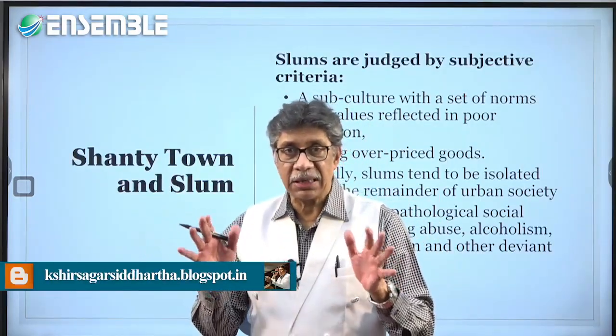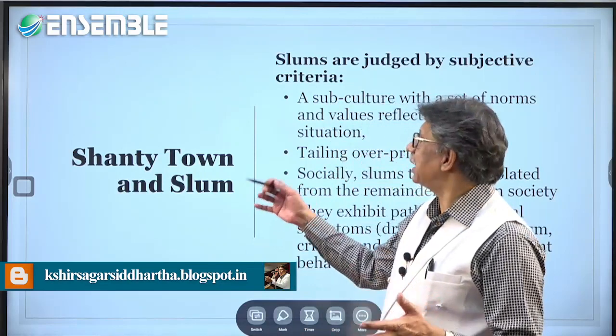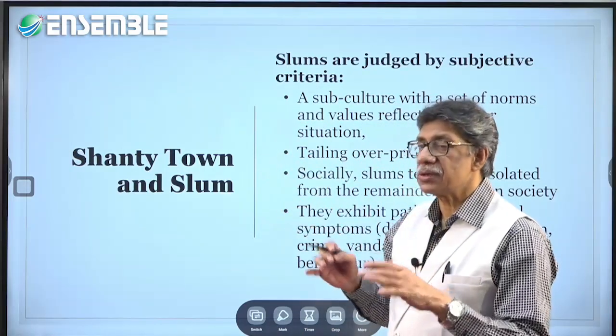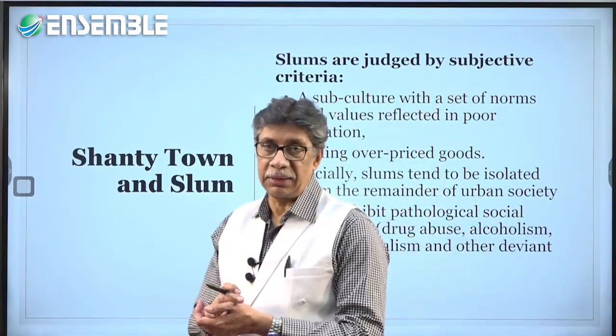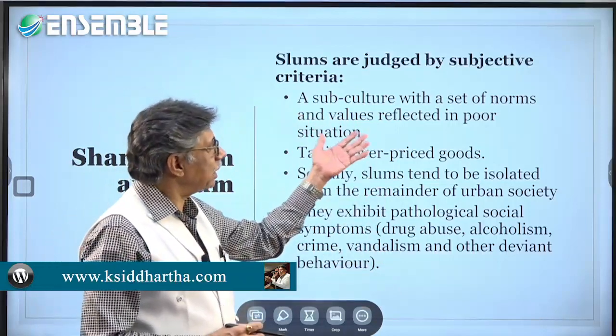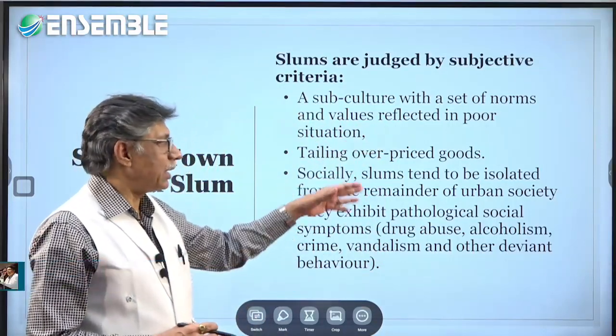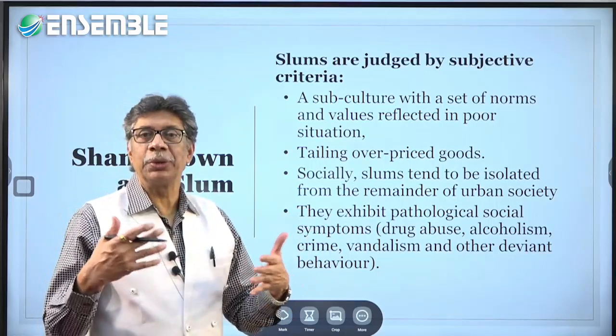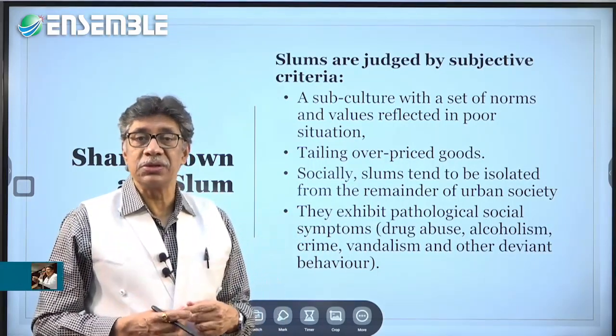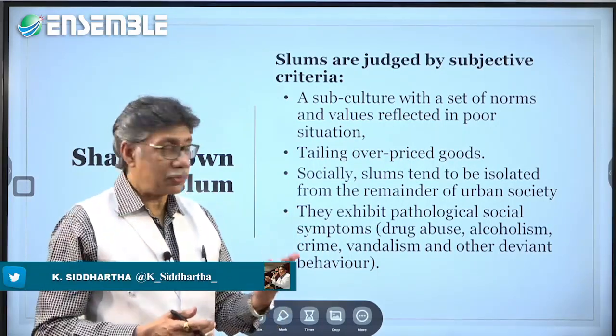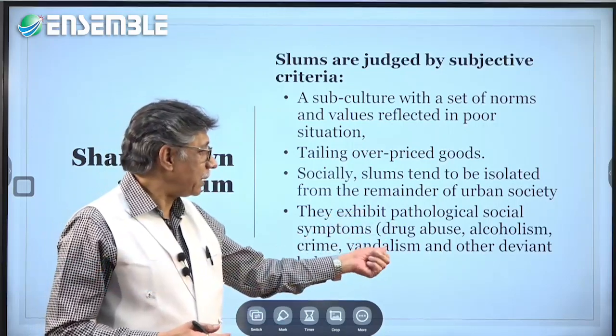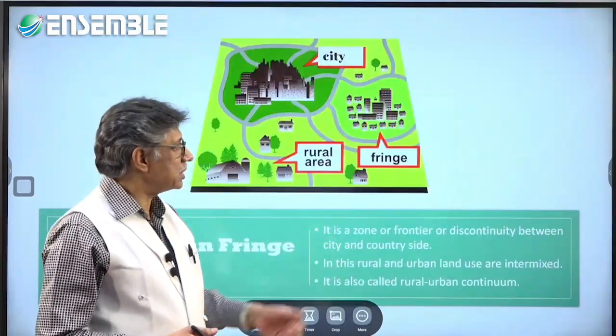These slums and shanty towns can be identified on the basis of certain subjective criteria. For example, one of these criteria can be a subculture. Then, of course, another can be associated with overpriced goods. And as we talked about, they exhibit some pathological social symptoms in this case.